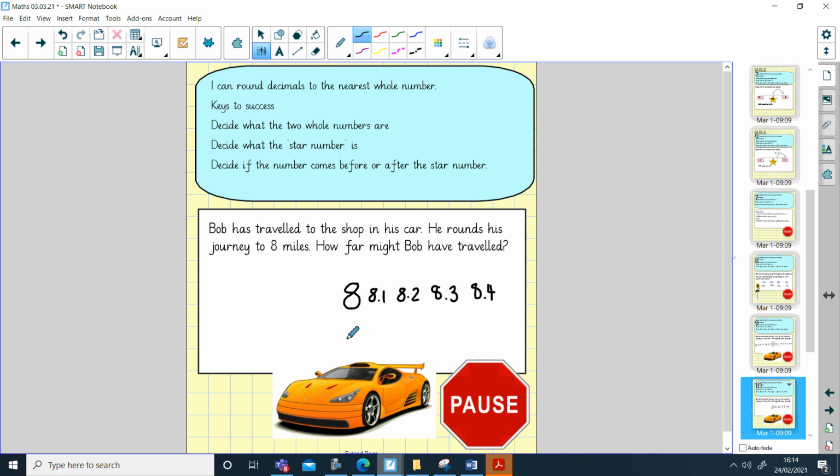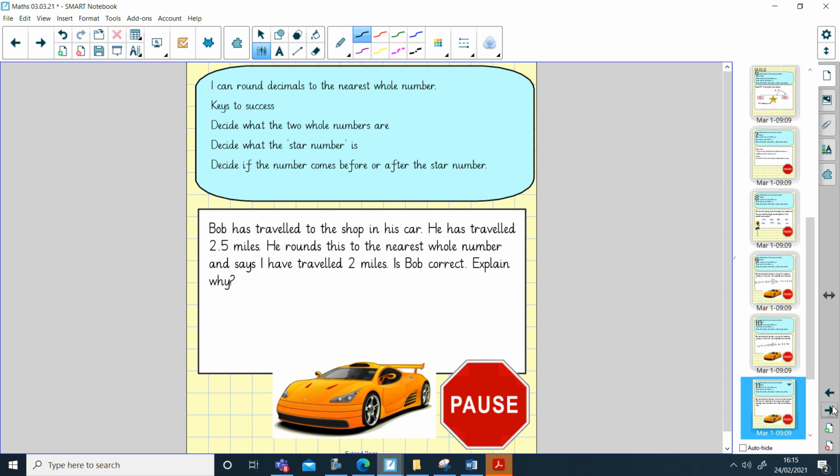Now let's go the other way to see which decimal numbers would round up to 8. So I'm going to go 7.9 because that would have rounded up to 8. So would 7.8, 7.7, 7.6 and 7.5. What about 7.4? Well done. If it has 4/10, it rounds down, doesn't it? So it would round down to 7. So these are the different possibilities that Bob could have travelled. Well done if you got those right. I hope you worked systematically to find out the answers.